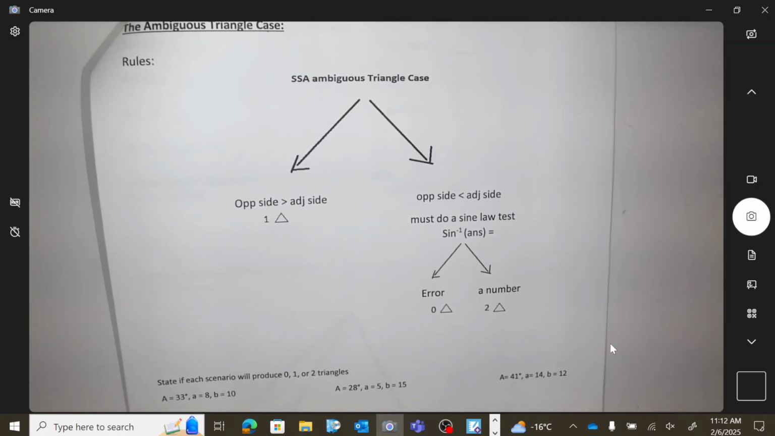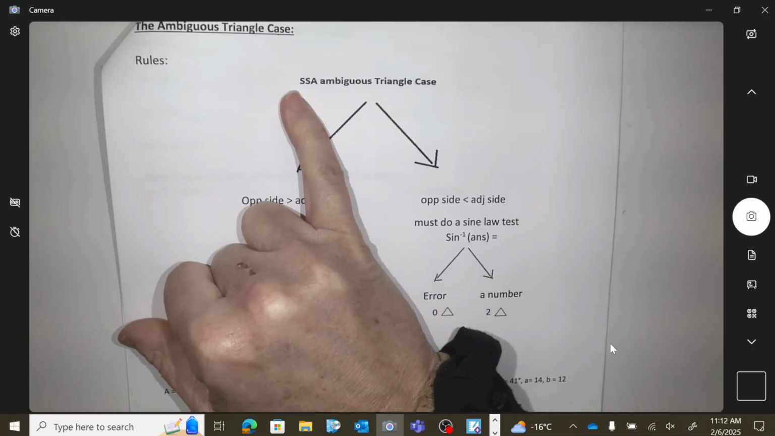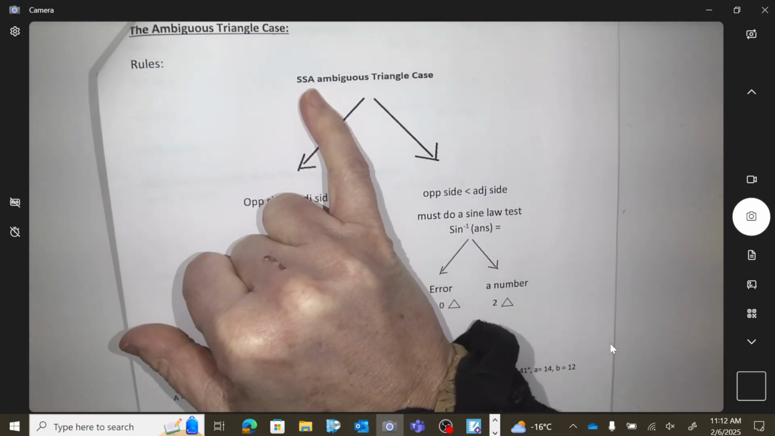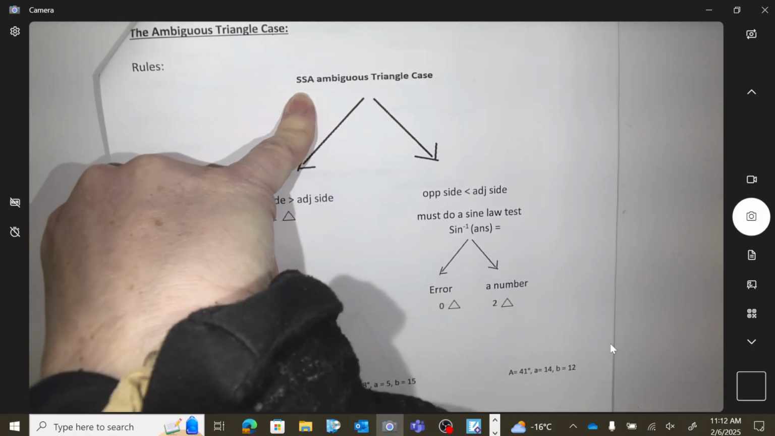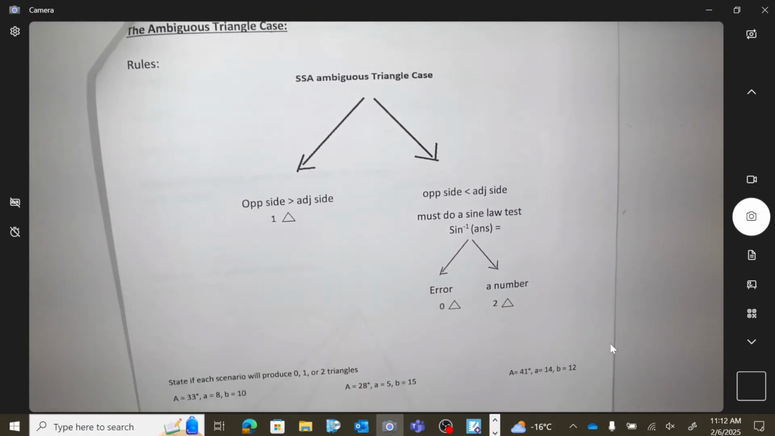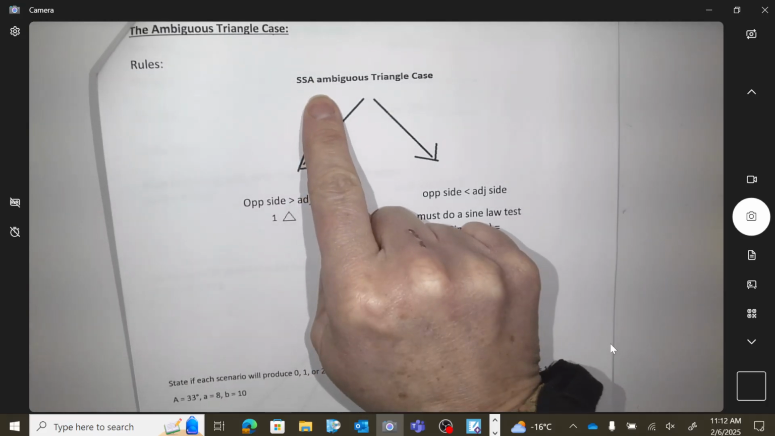Okay, so what is the ambiguous triangle? The ambiguous triangle is a scenario where you're going to have a side, and an angle. So this scenario is different than SAS. SAS has two sides and an angle. This has two sides and an angle.